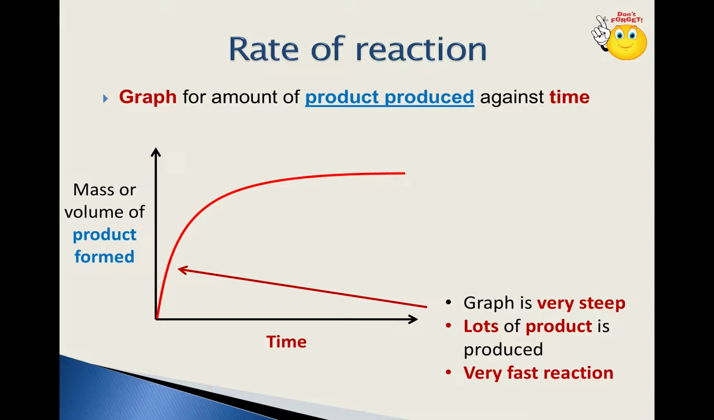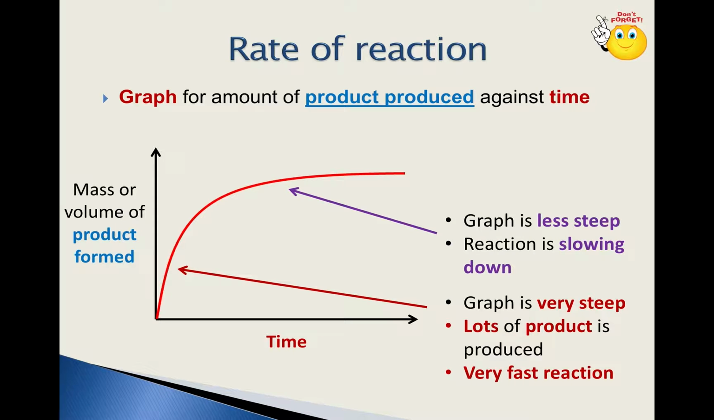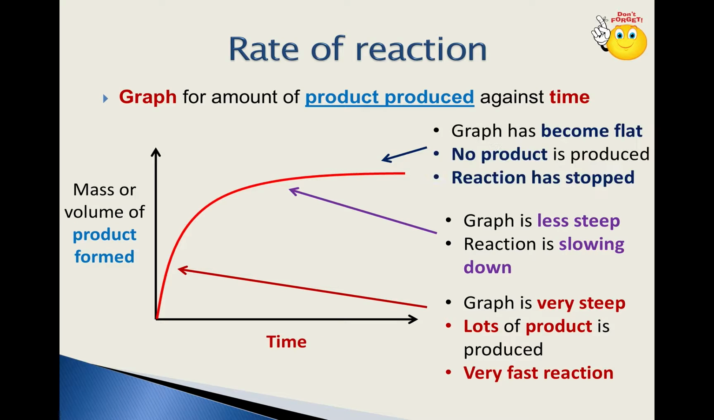As the reaction proceeds, the rate of reaction slows down. So the reaction is slowing down and the line is getting less steep. So the graph is less steep and it shows that the reaction is slowing down. And eventually, in the final stage of the reaction, at the end, the line is flat. It's a horizontal line. And what that tells us is that no more product is being produced and therefore the reaction has stopped or the reaction has finished. And it's usually because one of the reactants is in excess and the one that's not in excess has been used up at this point.